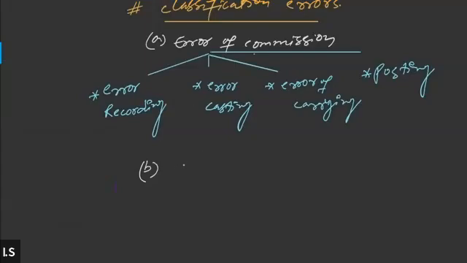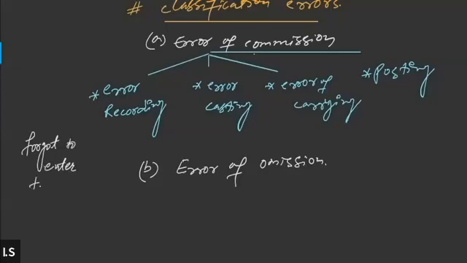Similarly, we have the error called the error of omission. What do you mean by error of omission? Error of omission actually means that you somehow forgot to write the value of a particular transaction into the books of account. You forgot to enter a particular transaction in the books of account. So when you forgot to enter a particular transaction in the books of account, that is called error of omission.